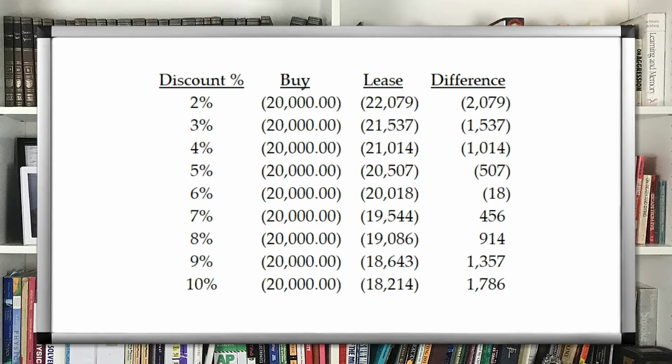This table shows the difference in present values as a function of the different discount rates. Now, as you can see, the net present value of the lease option is more expensive when we use a discount rate of 5% or less, but less expensive when we apply a discount interest rate of greater than 6%. At 6%, the options are equivalent. And this is no accident.